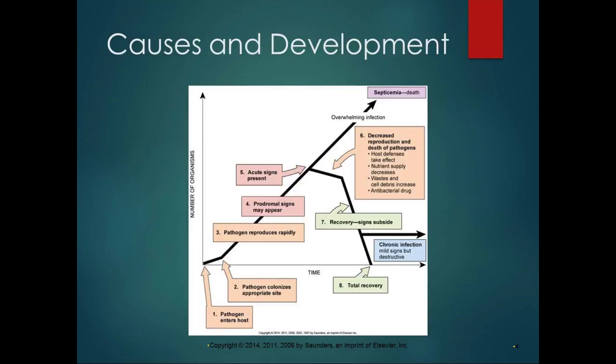This is from page 105 in the book, and it talks about causes and development. It's on a scale of time on the x-axis and the number of organisms on the y-axis. So different things can happen, different outcomes. One of the outcomes is death. That's not good. Chronic infection is another outcome, or total recovery, which is really the one we want, right?